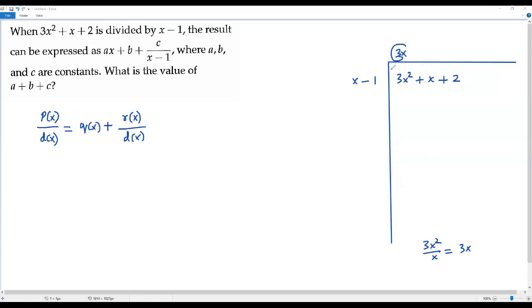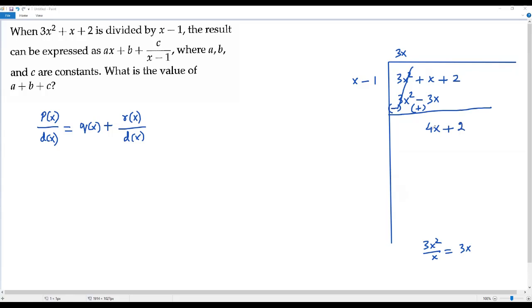Now I multiply x − 1 by 3x, distributing 3x to x and −1. 3x times x is 3x², and 3x times −1 is −3x. Now I have to subtract this from the expression at the top. Since we subtract, we multiply the expression by a negative sign, so it becomes −3x² + 3x. The 3x² and −3x² cancel out. Combining x and 3x, I get 4x, and we bring the 2 down. So I get 4x + 2.